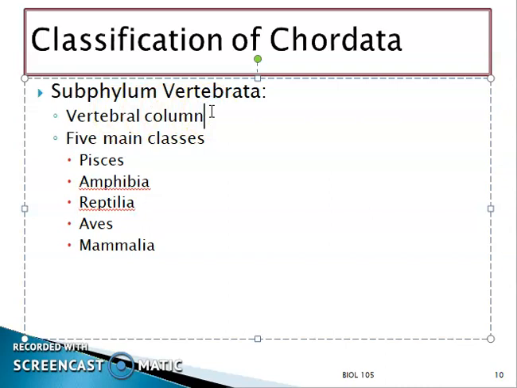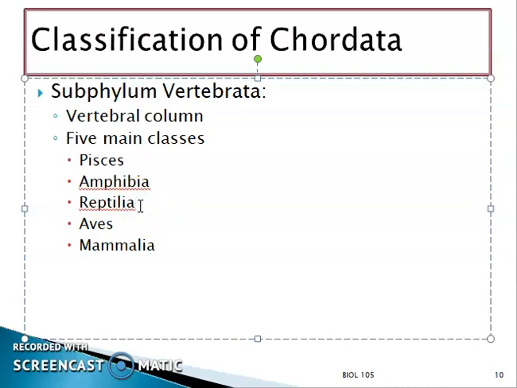They do have notochord in the embryonic stages, but later on that is slowly replaced by the vertebral column. Vertebral column gives them more flexibility in comparison to the notochord, and this gives them some additional capabilities to perform different functions.